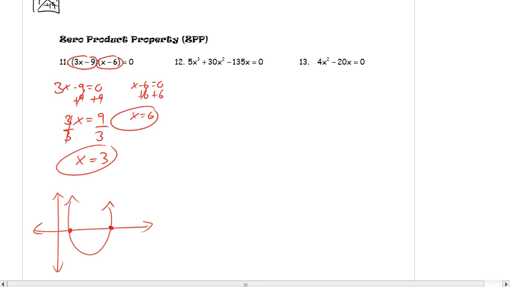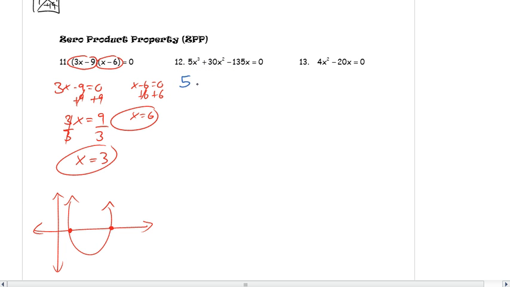Let's look at another one, and we'll look at plenty more tomorrow in class. Number 12 is a little bit harder, so we'll take a look at it. We have 5x cubed plus 30x squared minus 135x equals 0. Again, first step, look for a GCF. If you don't look for a GCF and you try and start doing a box problem, you're going to have no idea what's going on, because I wouldn't have any idea what's going on. So take out the biggest number you can.